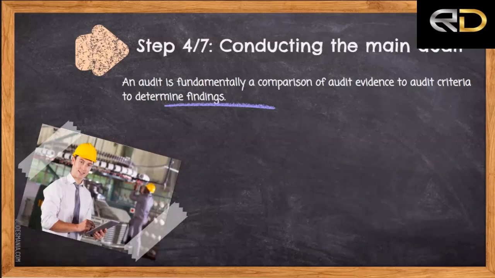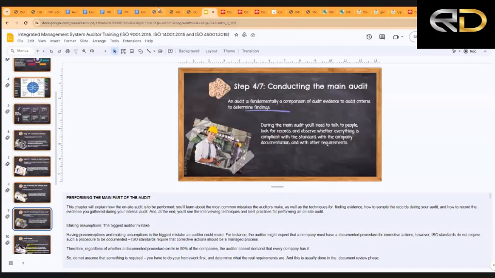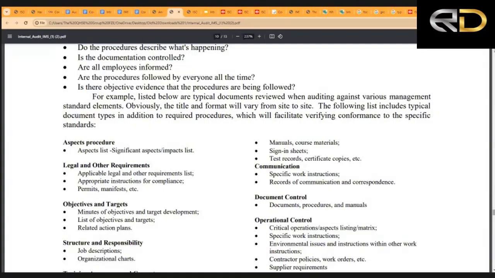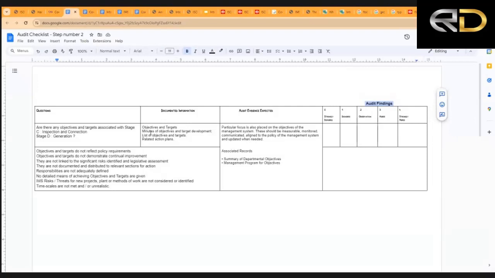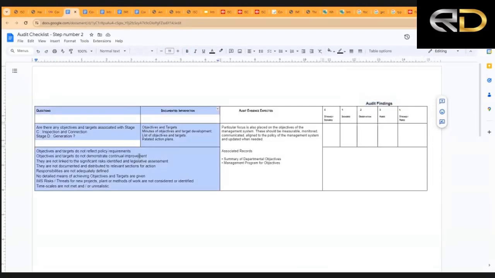Always remember, in audit, okay, even though we have got different contexts, different scope, different audit objectives, fundamentally speaking, an audit is simply comparing audit evidence to the audit criteria in order to determine audit findings. So the main thing here is for you just to understand what basically audit evidence is made up of. Okay, and you know that in IMS, the audit evidence is made up of evidence of conformity, consistency, and continual improvement. You know that your audit evidence is made up of these questions, these documents, and what you need to observe here. This is your audit evidence.